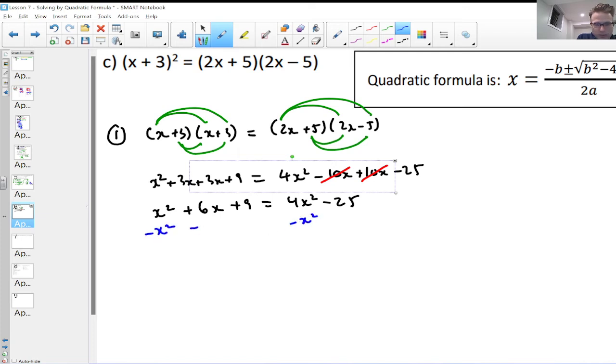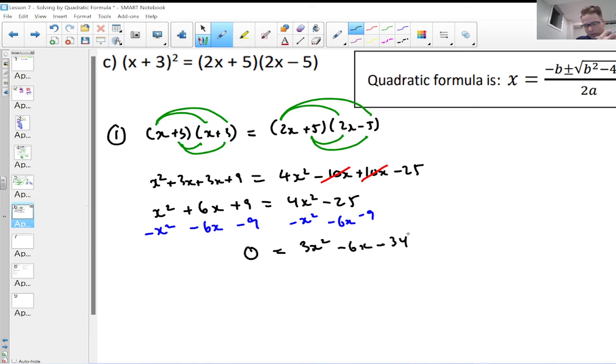Here I am going to subtract 6x from both sides. There's no 6x term on the other side, so there's no x term. And then here I'm going to subtract 9 from both sides. So what do I have here? On this side I'm going to have 0. On this side I'm going to have 3x squared minus 6x minus 34. So there we go.